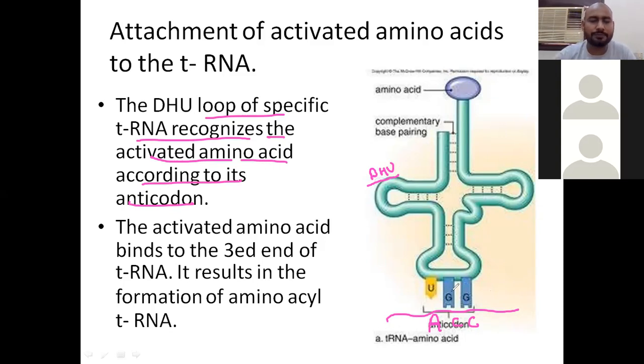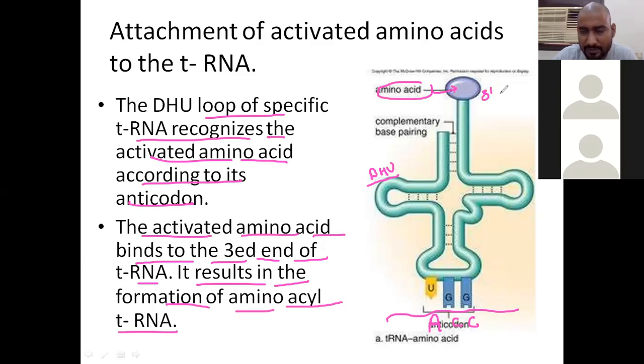Now, the activated amino acid binds to the 3' end of tRNA, and this results in the formation of aminoacyl tRNA. So here the amino acid binds with the tRNA at the 3' end, which is called the acceptor end. This phenomenon is known as the charging of tRNA molecules.